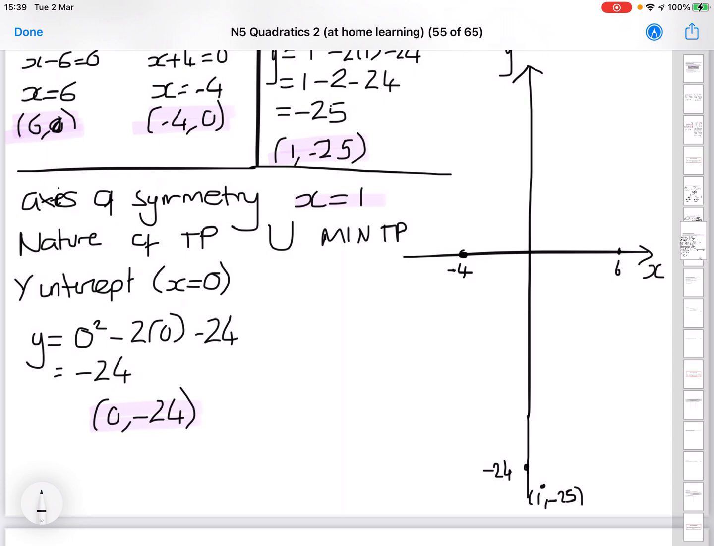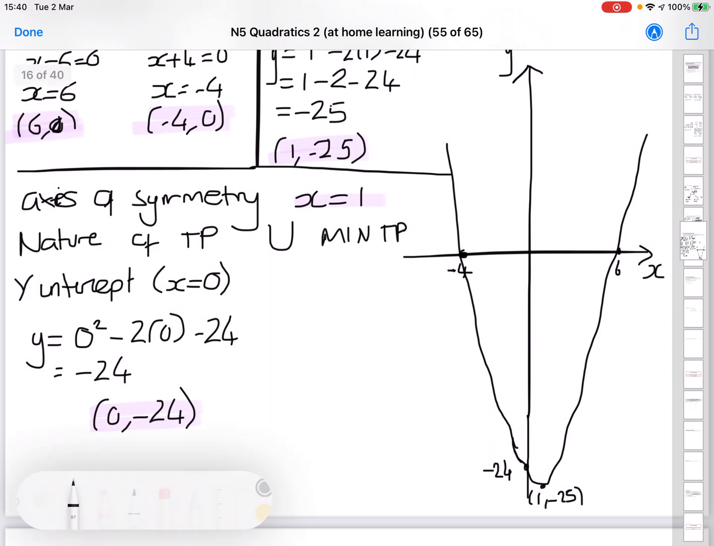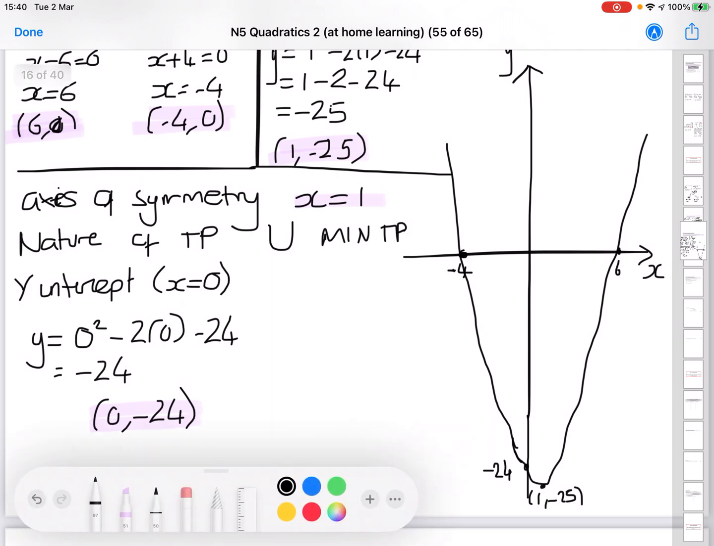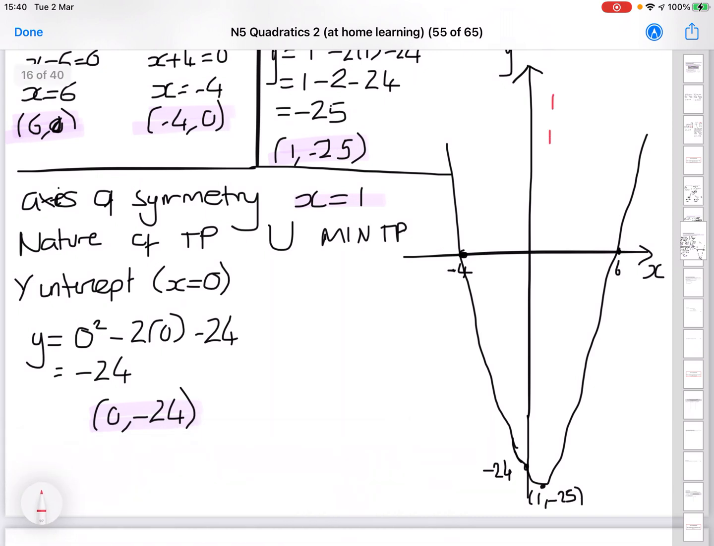Then all we have to do is join these up in the right shape, and it's that kind of U shape, so we would need to cross through all these points. So again, forgive the wobbly lines that the iPad pen seems to do. And then the last thing to do here would really be to mark your line of symmetry. So that would be just a dotted line all the way down, making sure it crosses your turning point.